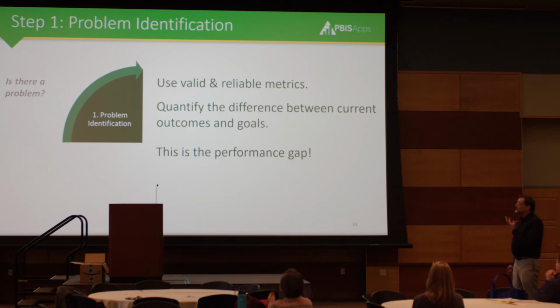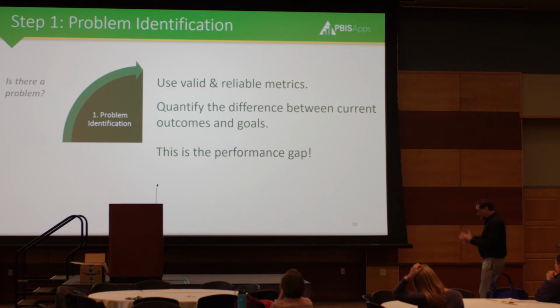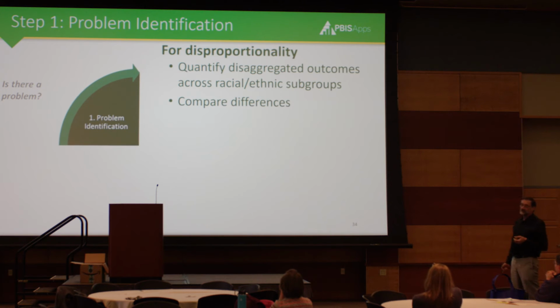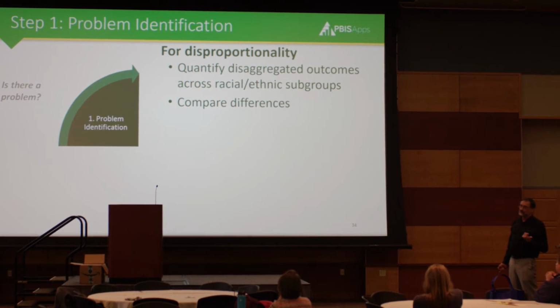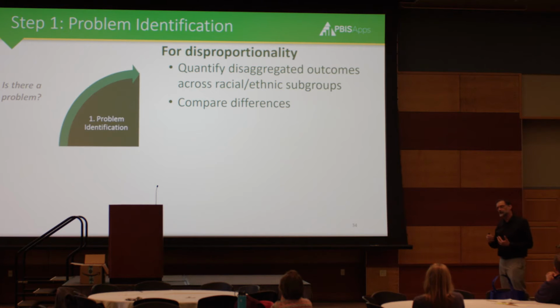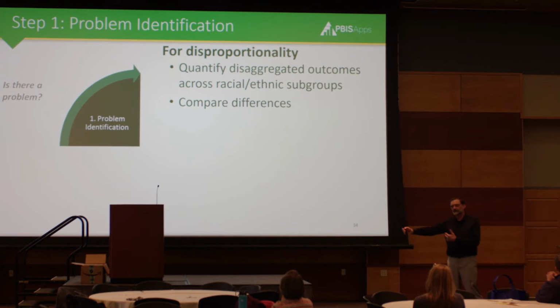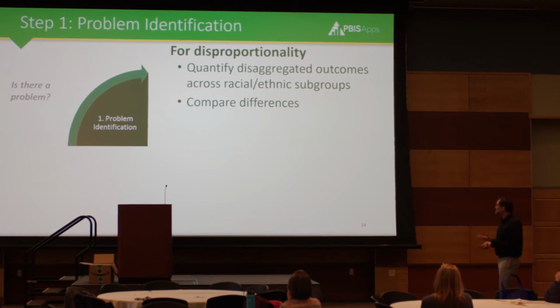When we're doing this, the first thing we do in identification, we need to measure something. And what we're measuring is what something is and where we really want it to be. We determine a goal where we want it to be, and the difference between where I am and where I want to be is that performance gap. Well, when we're talking about disproportionality, we want to look at those measurements across those disaggregated groups. We need to separate those so we can see how that affected the different groups, and then we can compare those differences.